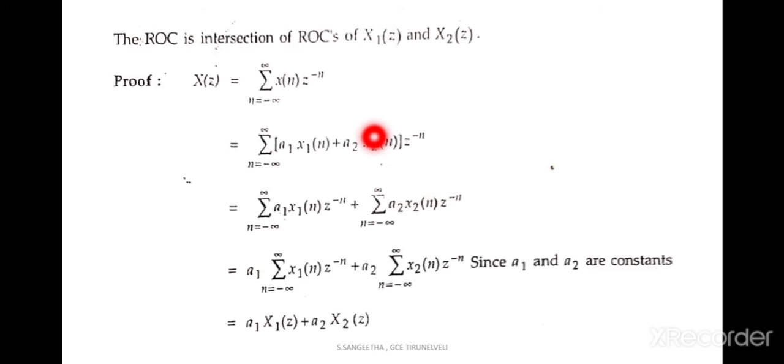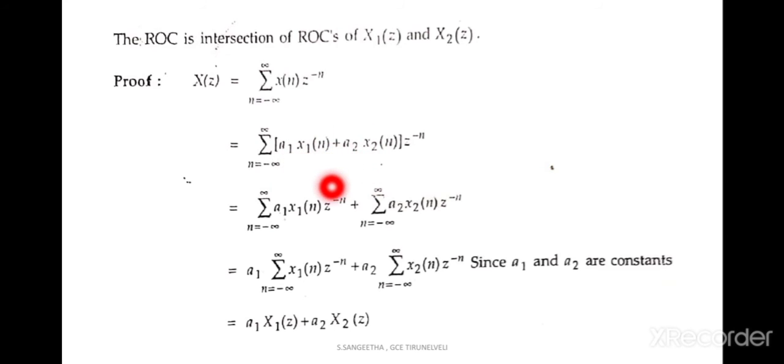It can be explained with the proof. So the region of convergence is the intersection of the ROC of X1(z) and capital X2(z). So here capital X(z) is equal to the summation of n equals minus infinity to infinity x(n) z to the power minus n. So summation of n equals minus infinity to infinity a1 x1(n) plus a2 x2(n).